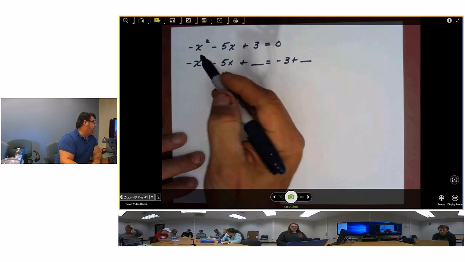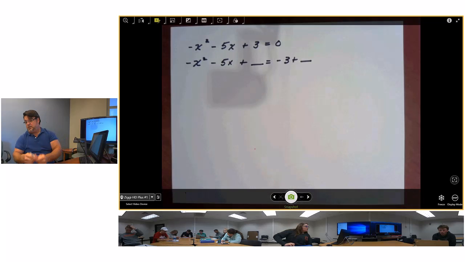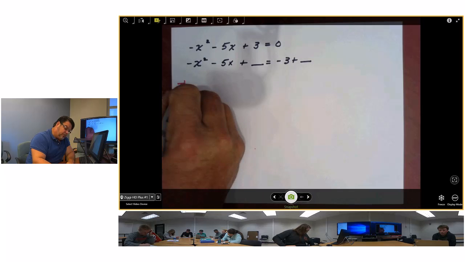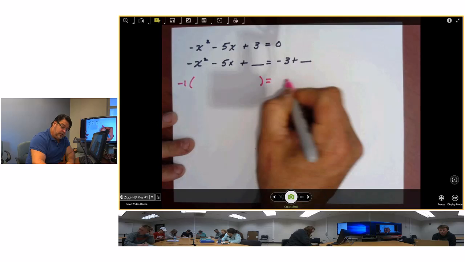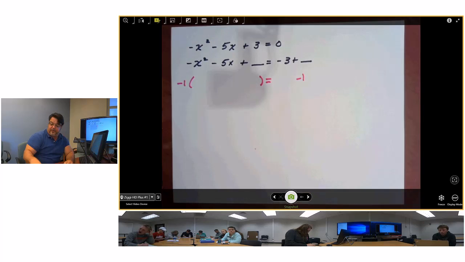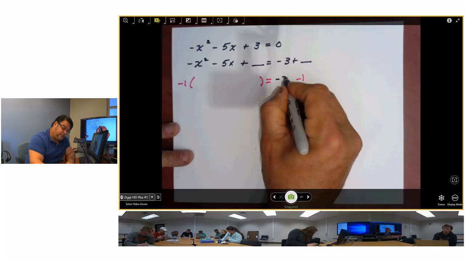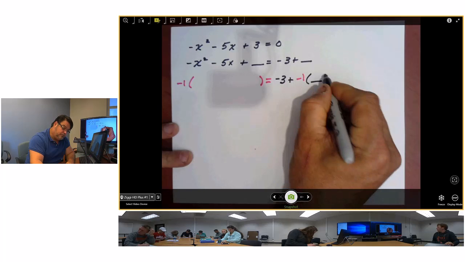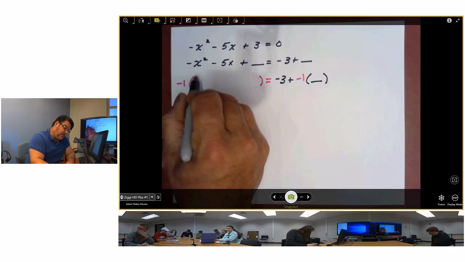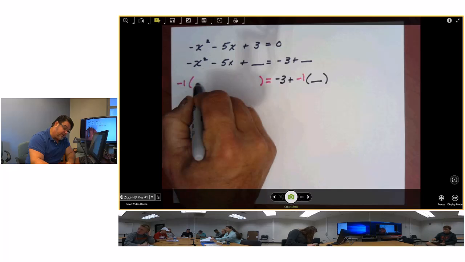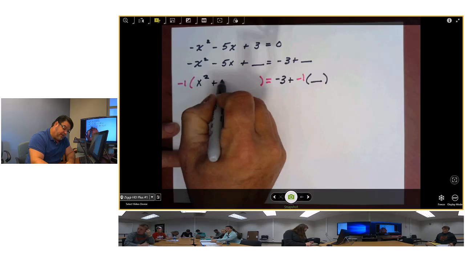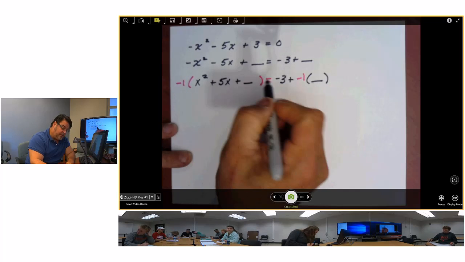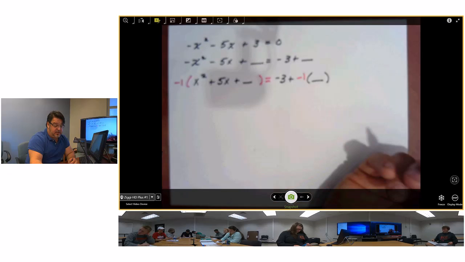All right, so factor out the negative 1, and I'm just going to do that in a different color. That negative 1 comes out, and that leaves you with something here, and negative 1 times that blank, because we factored it out. And that's going to give us negative 1x squared divided by negative 1 is x squared. Negative 5x divided by negative 1 is what? 5x. 5x plus blank. Blank times negative 1 is blank, because blank is technically 0.